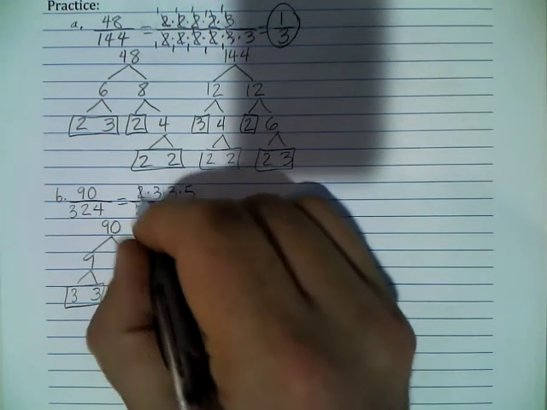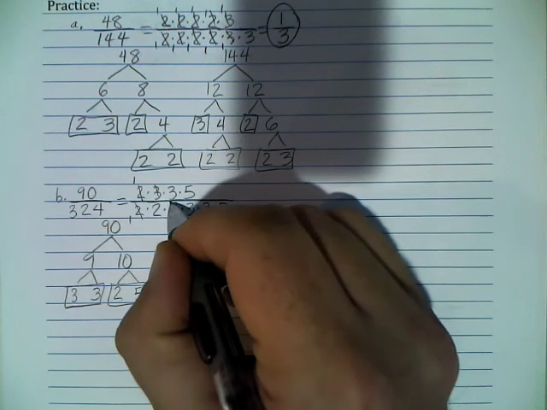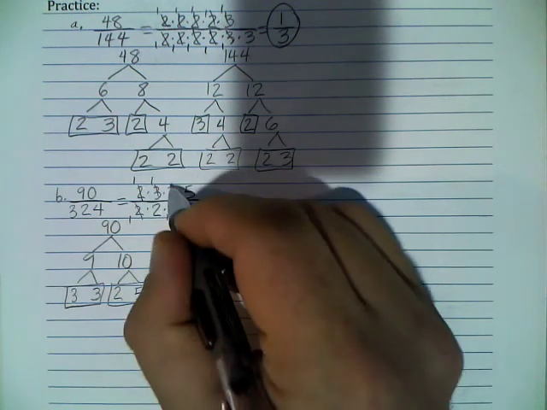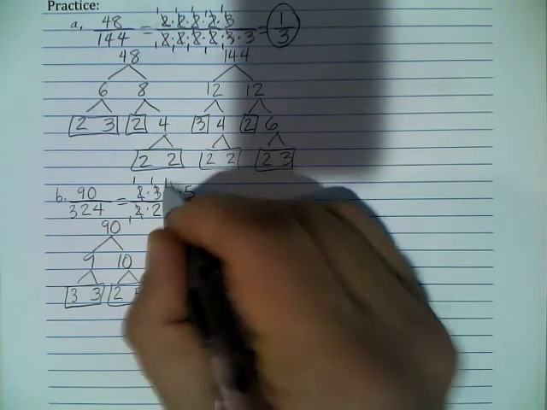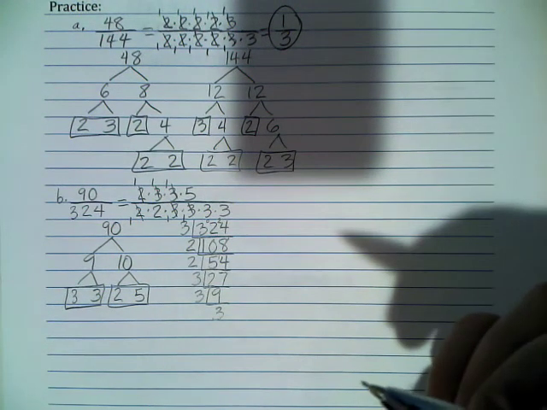So 2 on top, 2 on bottom become 1's. A 3 on top and a 3 on bottom become 1's. A 3 on top and a 3 on bottom become 1's. And that's it. That's all we've got.